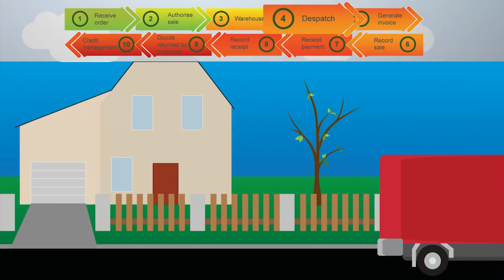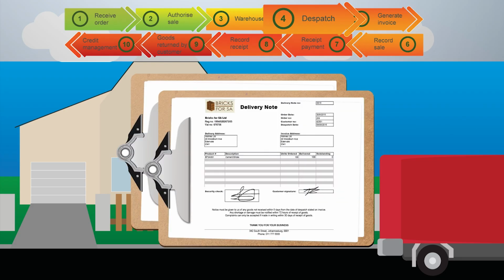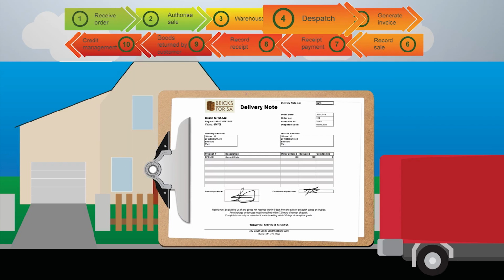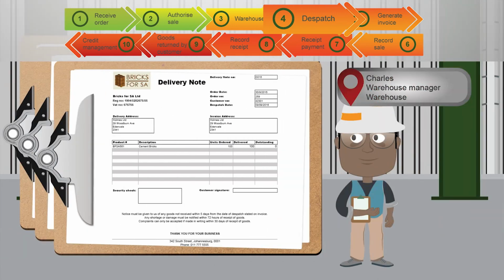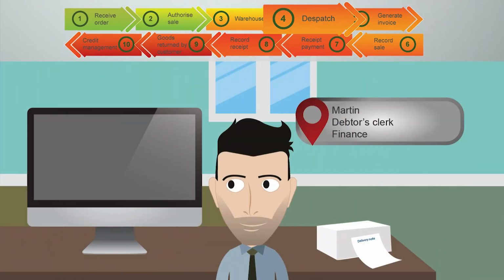When the delivery truck arrives at the customer's premises, the customer checks the goods against the delivery note, signs the delivery note, and keeps a copy for their records. The driver keeps the original delivery note, which has been signed by the customer, and takes it back to the warehouse. At the end of each day, Charles, the warehouse manager, ensures that all the delivery notes have been returned. He sends all the day's delivery notes to the debtors clerk, Martin, in the finance department.